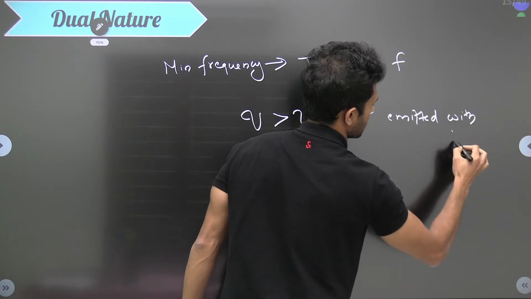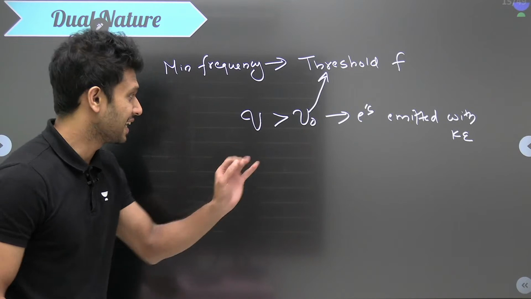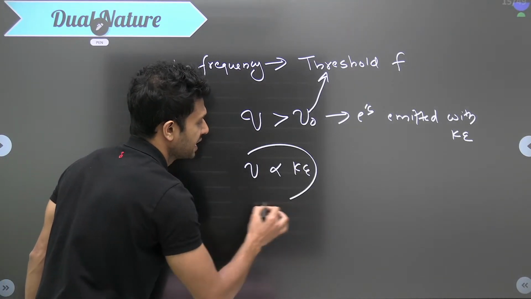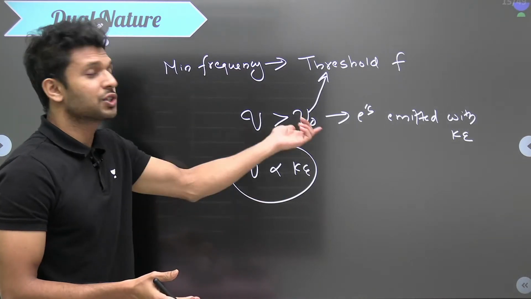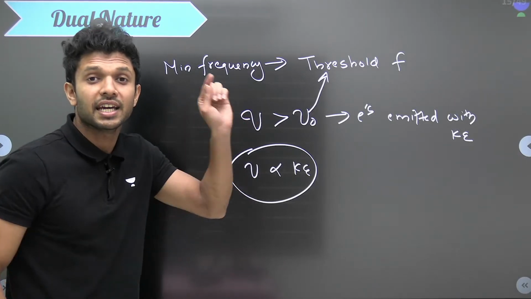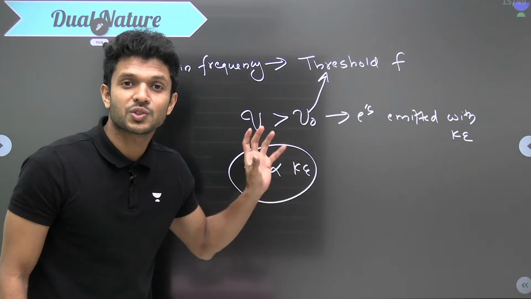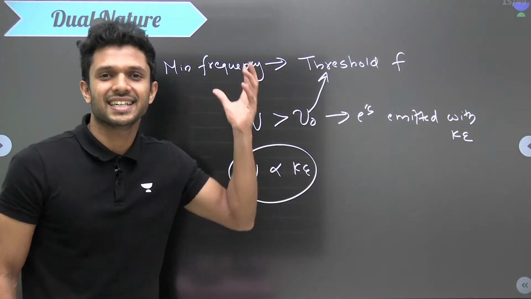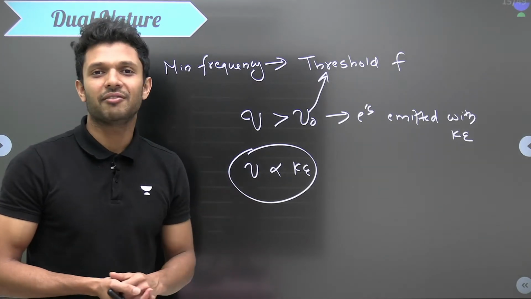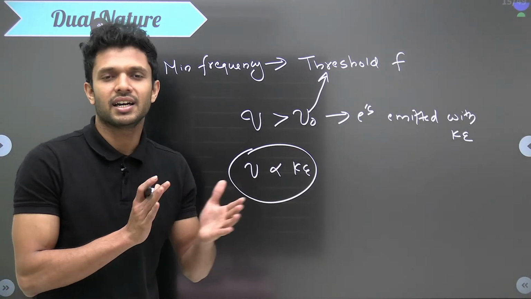with kinetic energy. Okay, one more thing we have seen, that the frequency is found to be directly proportional to kinetic energy. That is, after the threshold frequency, if we keep on increasing the frequency of the light, it was found that the kinetic energy of the emitted electrons was also increasing. This is the second thing that we observed in yesterday's experiment conducted by Lenard and Hallwachs.